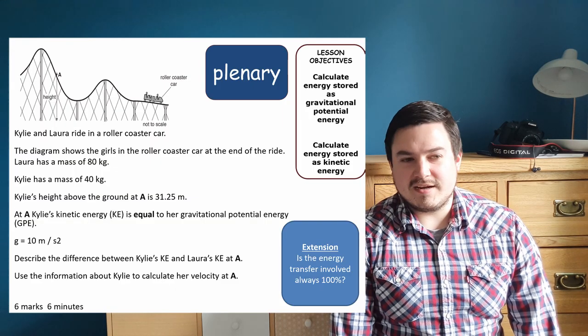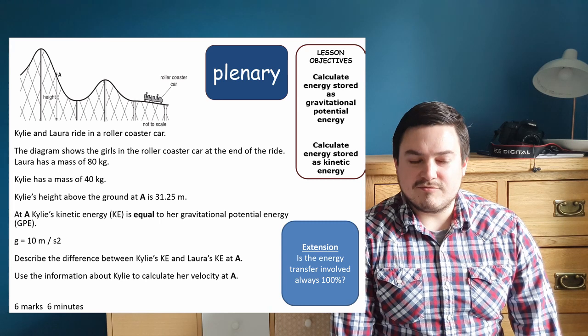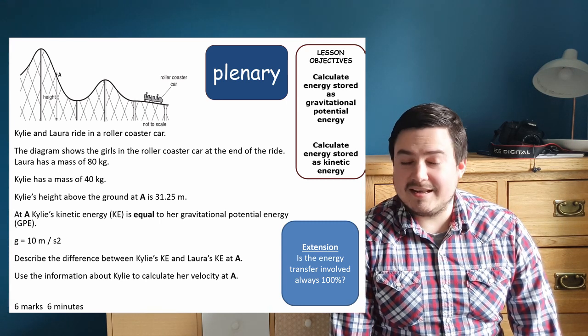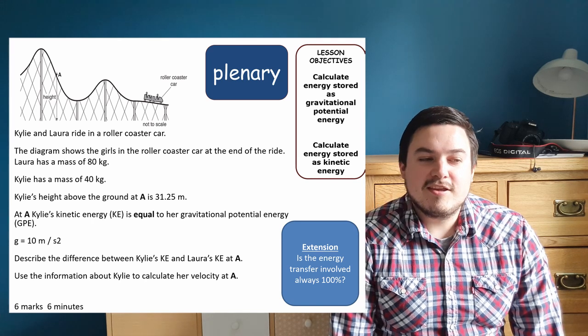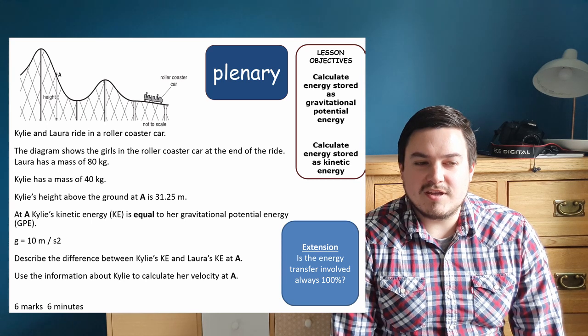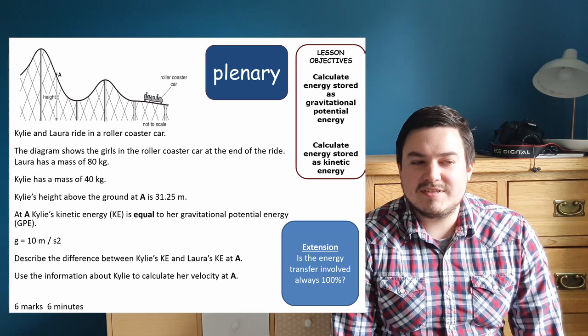Okay, so the final thing for you to have a go at today is this 6-mark exam question that I've placed here. It's all about a roller coaster, which is why you can see a roller coaster, and it describes a roller coaster. Anyway, Kylie and Laura ride in a roller coaster car. The diagram shows the girls in the roller coaster car at the end of the ride. Laura has a mass of 80 kilograms and Kylie has a mass of 40 kilograms.